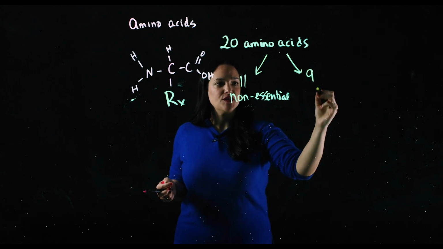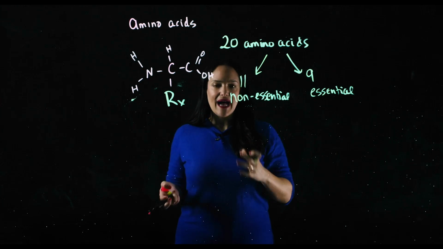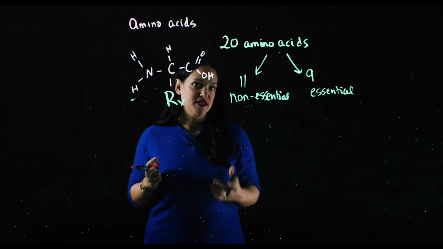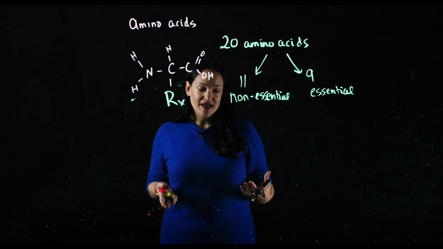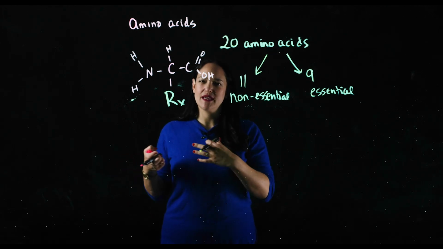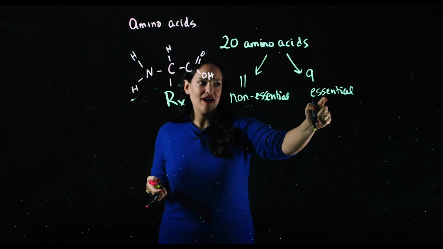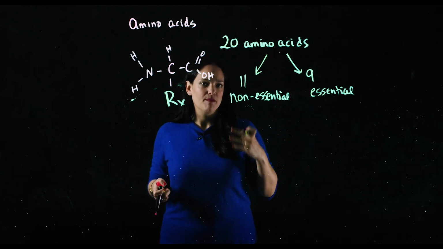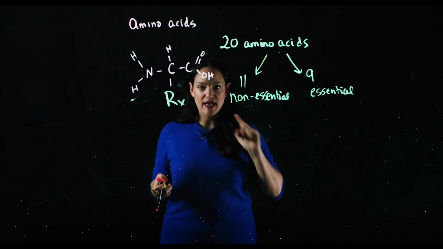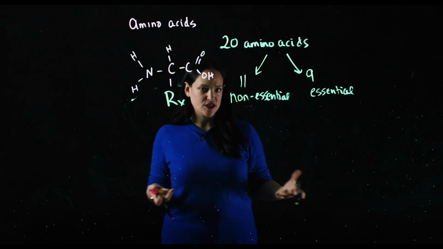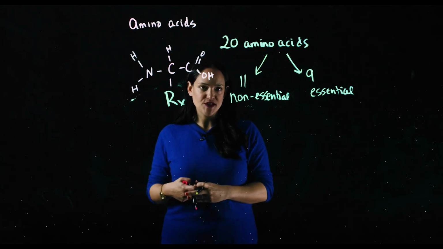Nine amino acids are considered essential amino acids. And these we absolutely need to get from the diet because our body cannot make them itself. Animal products and certain plant products like soy or tofu and quinoa have all the essential amino acids, but most plant products don't tend to have all the essential amino acids, and that's why it's good to get a variety of plant products if you are a vegetarian or a vegan to make sure you get all the amino acids you need.